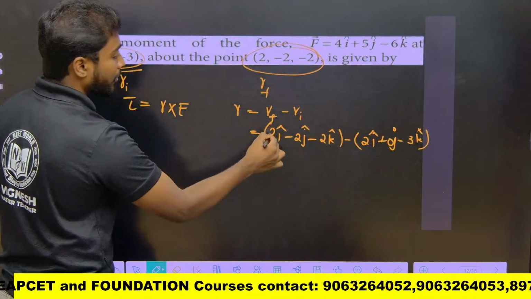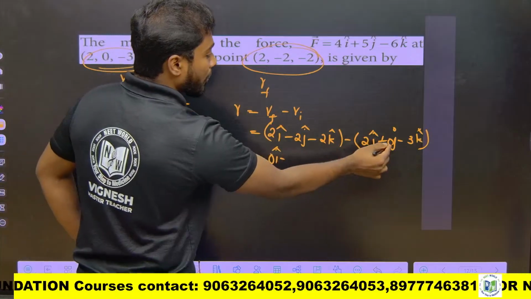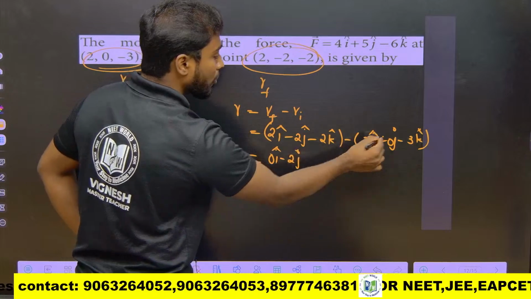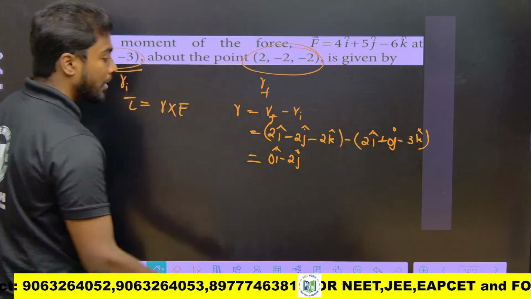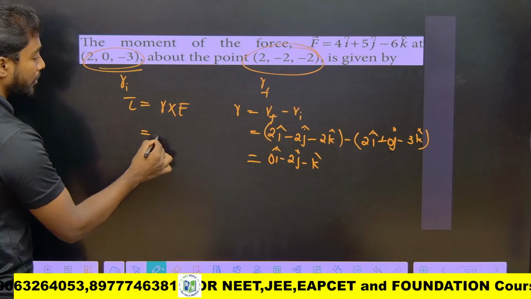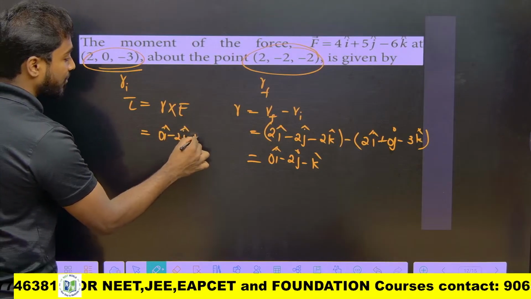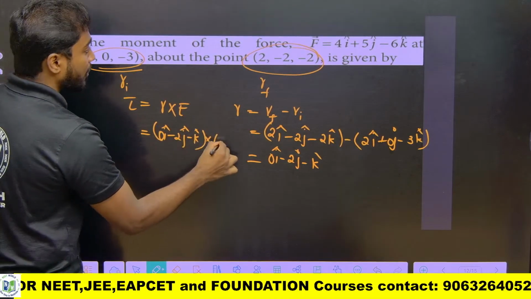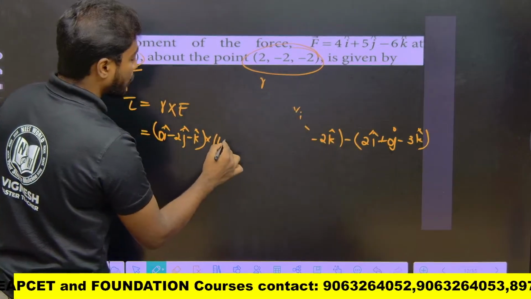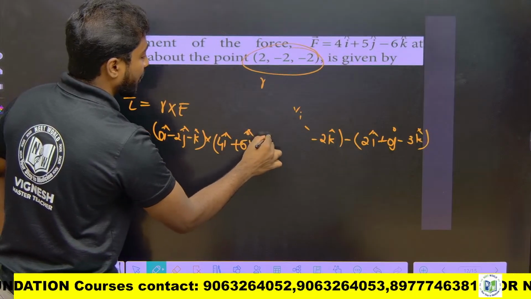where 2i cap minus 2j cap minus 2k cap minus of minus 2i cap plus 0j cap minus 3k cap, which is nothing but 2 minus 2, 0i cap, minus 2 minus 0, minus 2j cap, minus 2 plus 3, plus k cap. This is the thing. So I can use that 0i cap minus 2j cap plus k cap cross 4i cap plus 5j cap minus 6k cap.